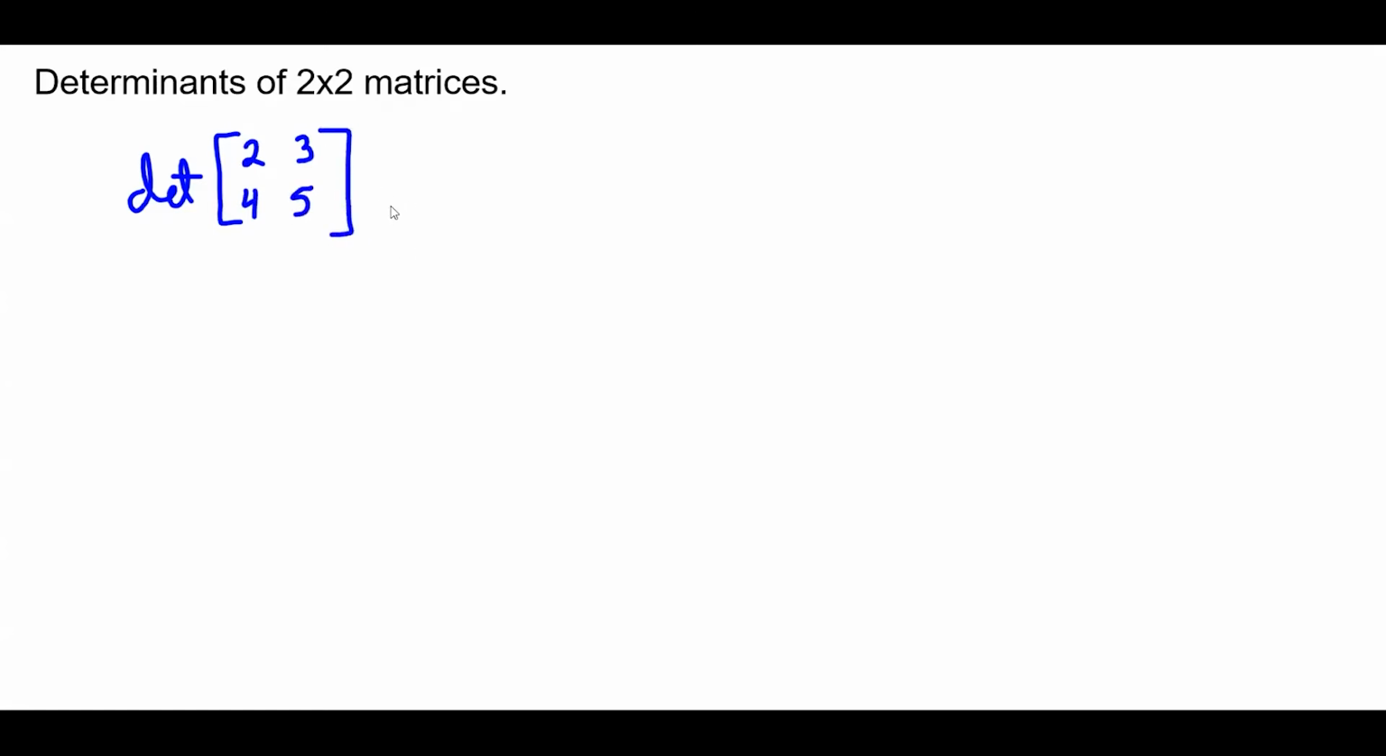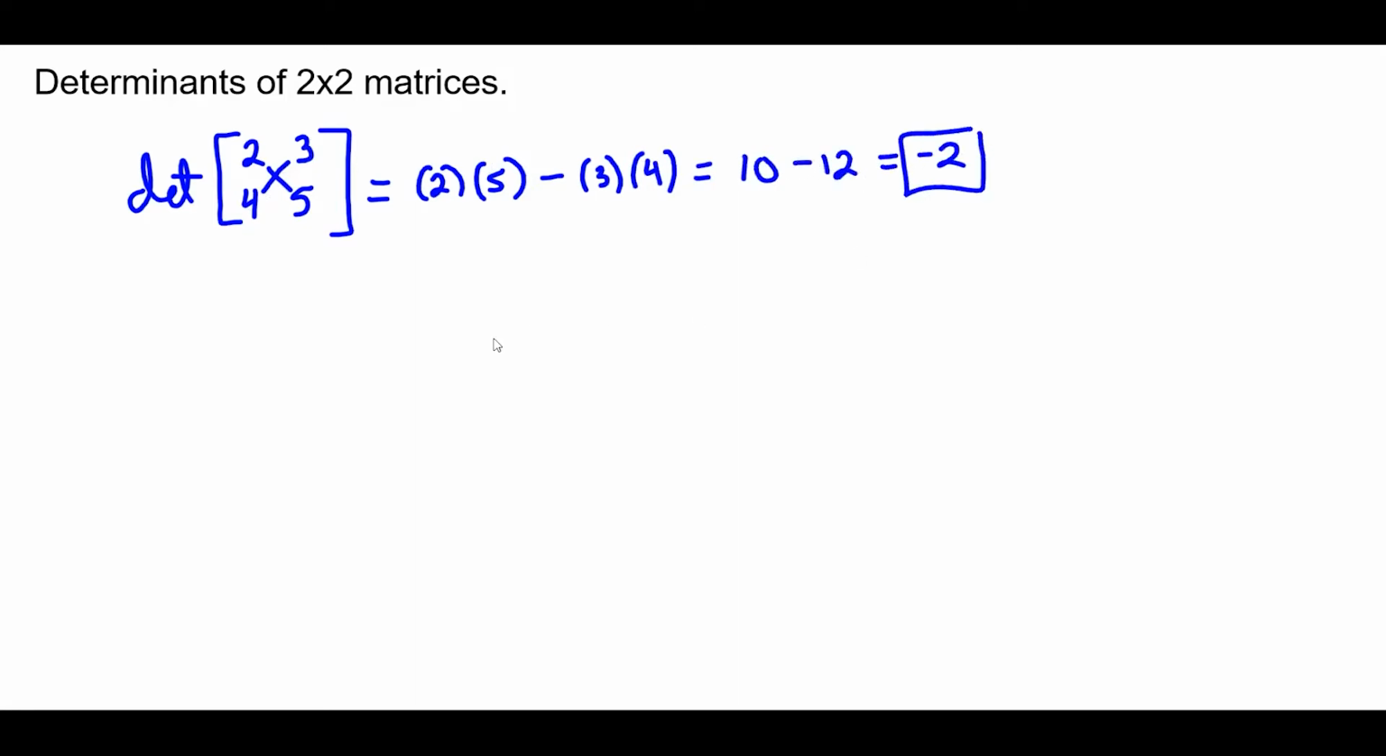2, 3, 4, 5. So to take the determinant, we're going to multiply the main diagonal, and we're going to subtract the product of the other diagonal. So it's 3 times 4. So we get 10 minus 12, and we get negative 2. So the determinant is negative 2.